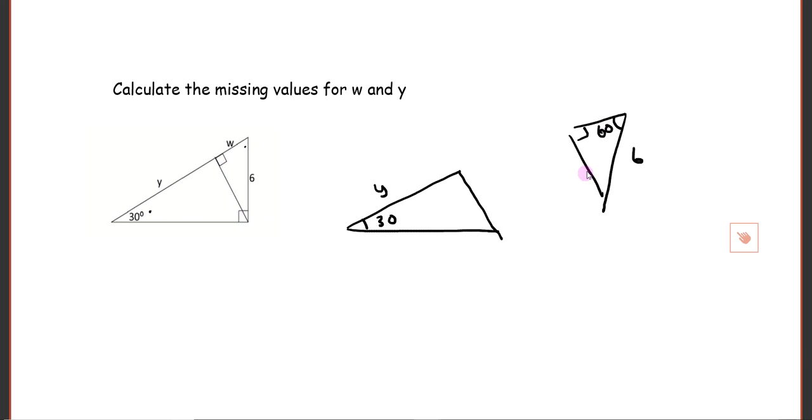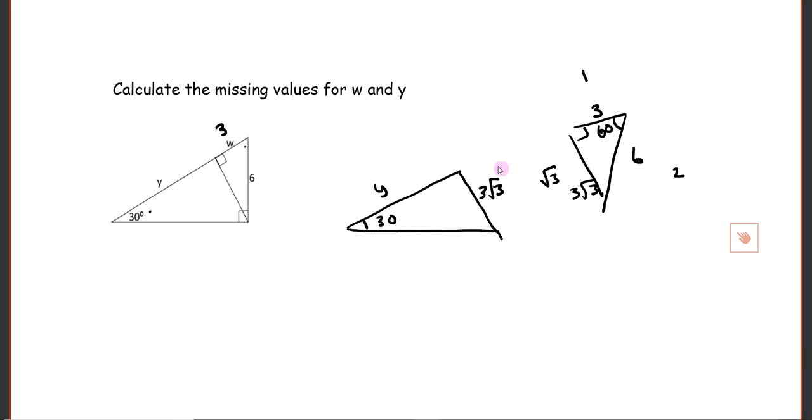So now I've got the 60 triangle, so that would be 1, root 3 and 2, but I've got 6, so everything was multiplied by 3. So it's 3 there, so W is 3. This was root 3, so it's 3 times root 3. So that's what we've got there, so if I put that on this triangle, 3 root 3.